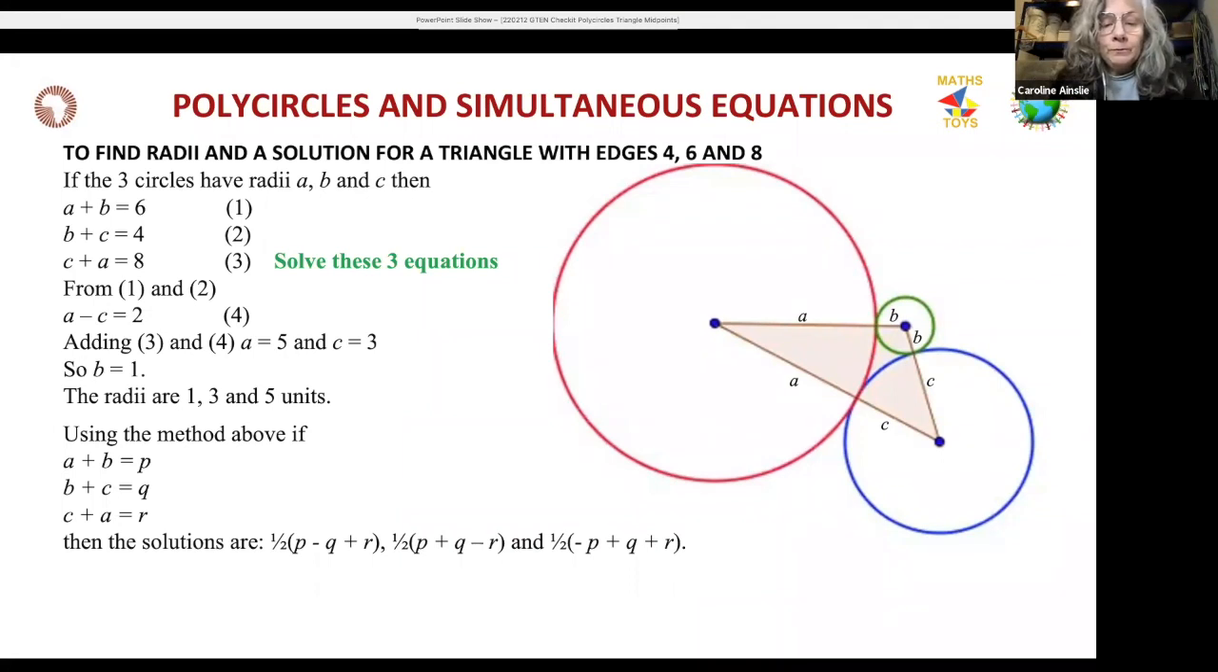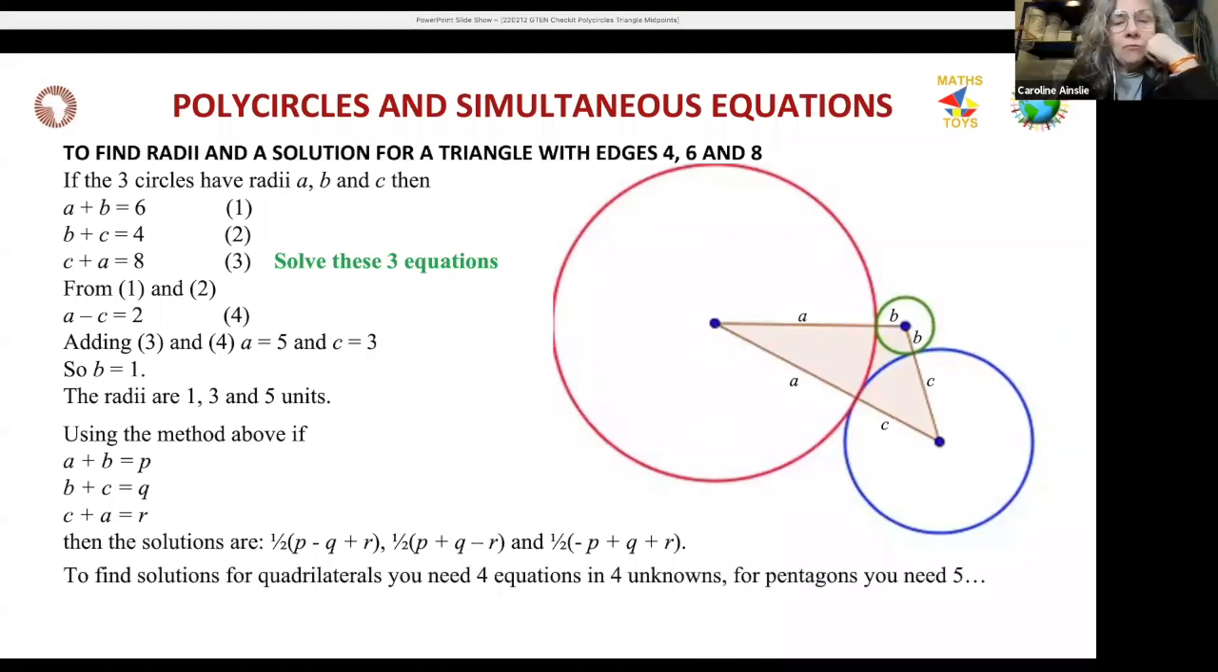So what you're saying really is, Caroline, that if you have any triangle and the edge lengths are P, Q, and R, in the first example they were 4, 6, and 8. But if the edges of your triangle are lengths P, Q, and R, you can always come up with the radii with that solution.